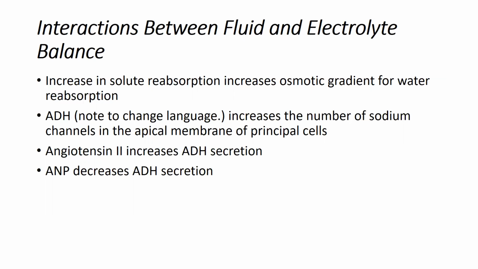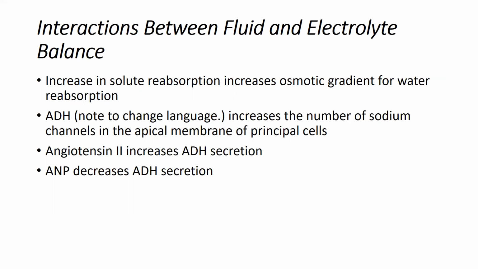So the statement says increase in solute reabsorption increases the osmotic gradient for water reabsorption. So what part of the tubule is this referring to? The loop of Henle, correct. So the ascending limb has that increased solute reabsorption, and the descending limb has that increased water reabsorption, right? And then again, we have countercurrent, depending on each other.